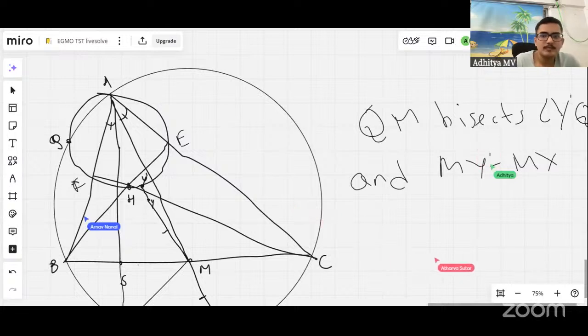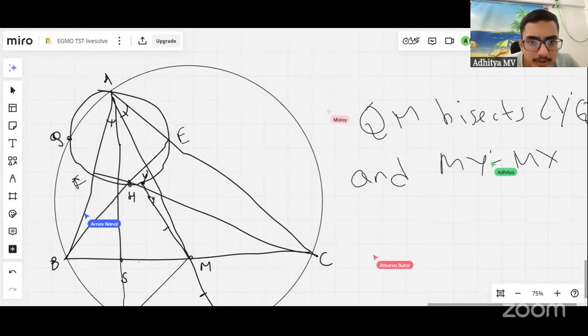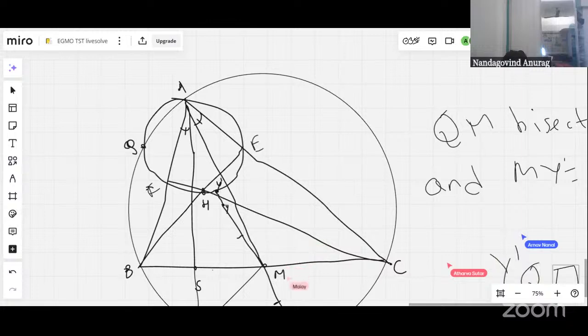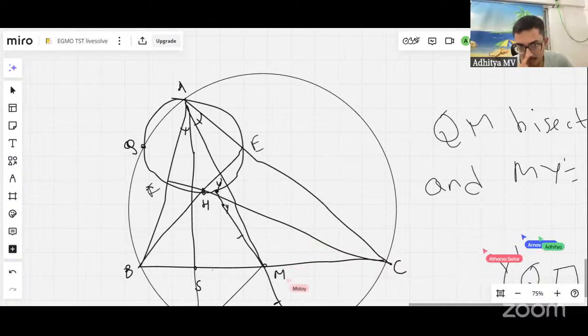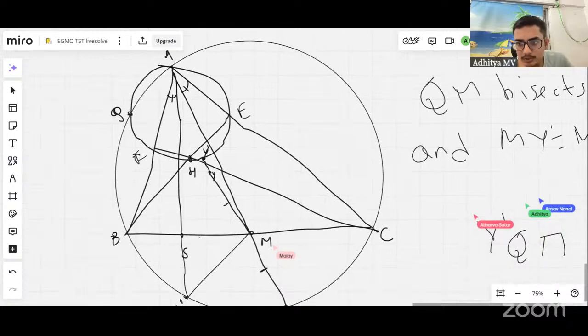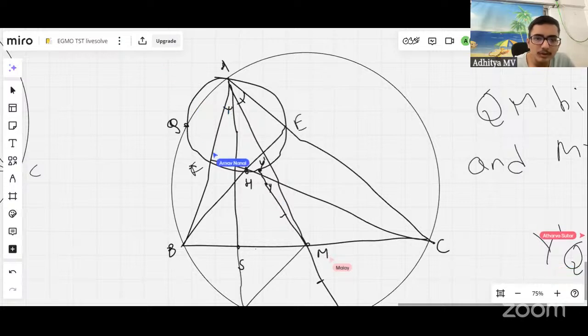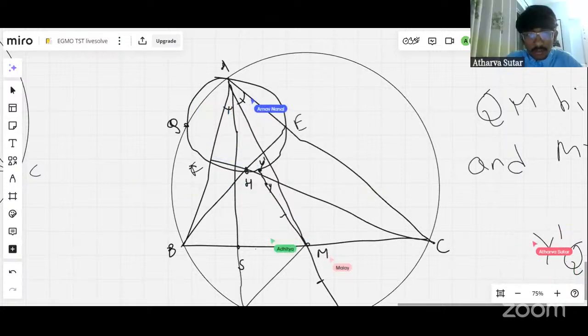Okay, and now we just want to show QMX. Now we have a lot of angles we can compute easily. What are some collinearities with Q, by the way? QHM, QMH. So Y dash QM is equal to Y dash QA. I think we also need to prove that Y dash lies on the circumcircle of MQX.